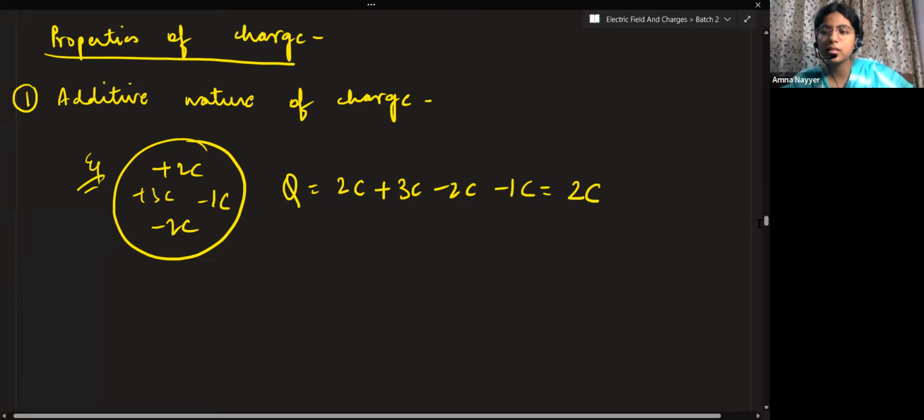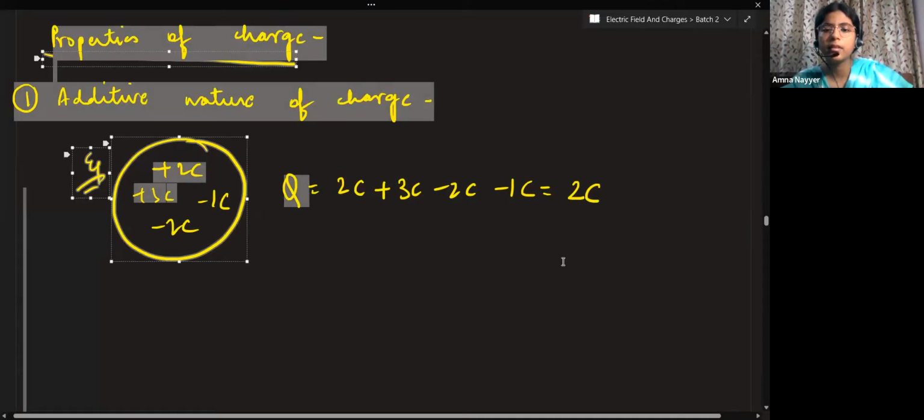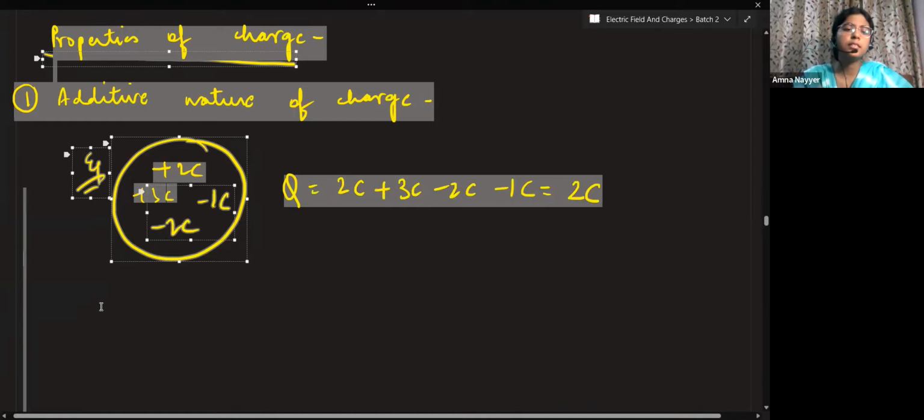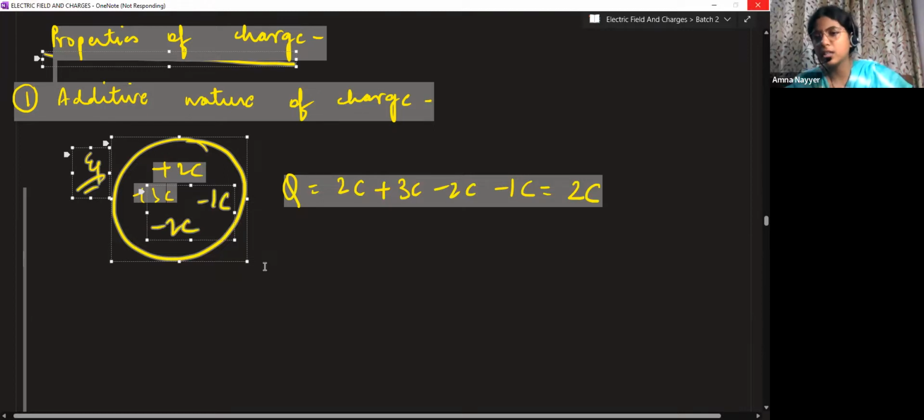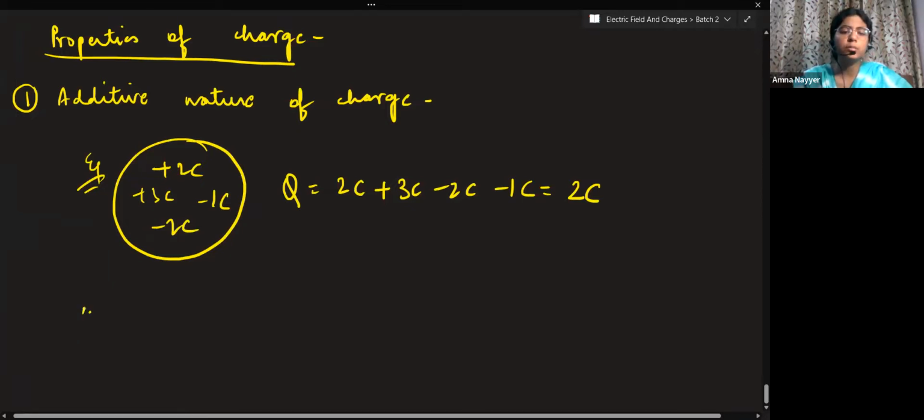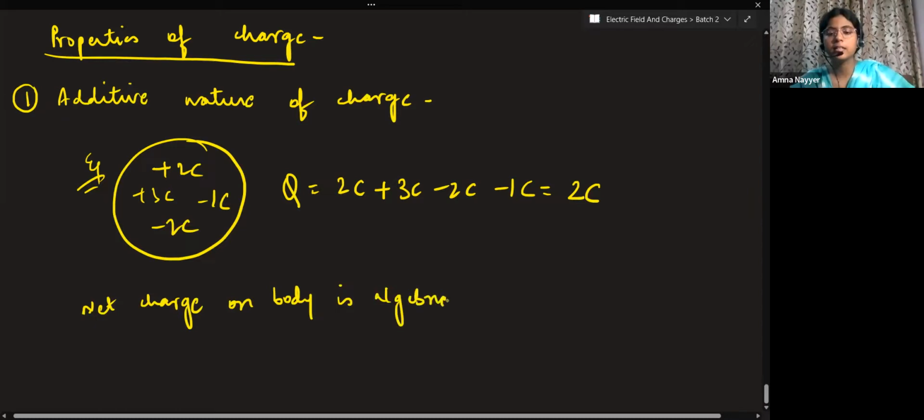So net charge on the body, this is simple algebra. Whatever is the total charge present on the body, you can add it directly, and that will be the net charge on the body. So net charge on body is the algebraic sum of the individual charges.